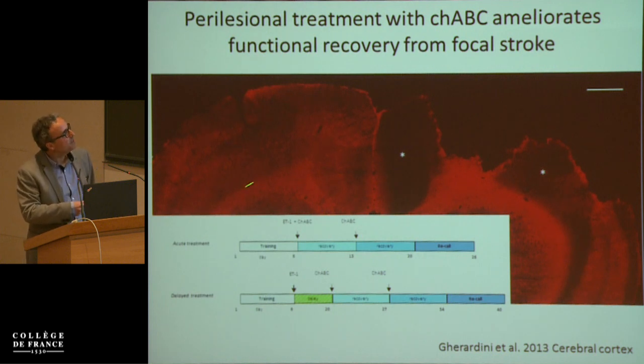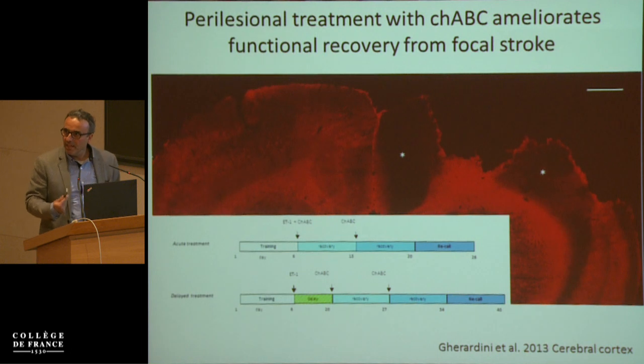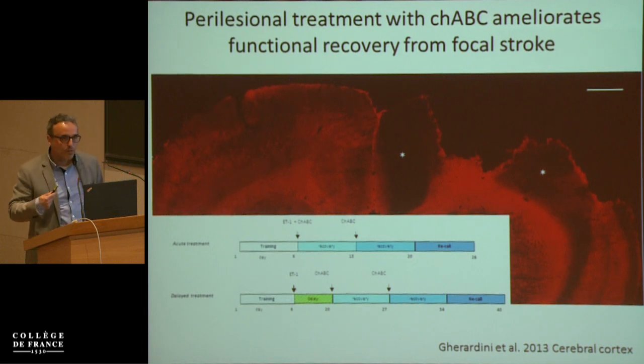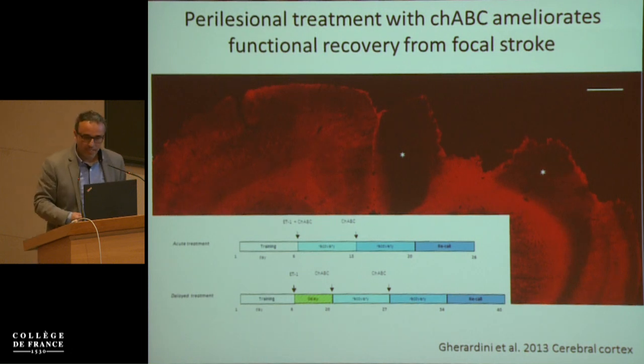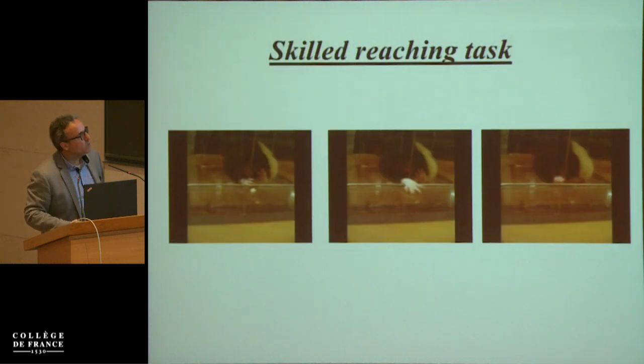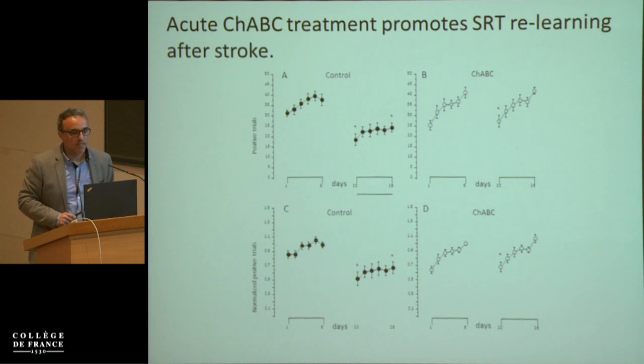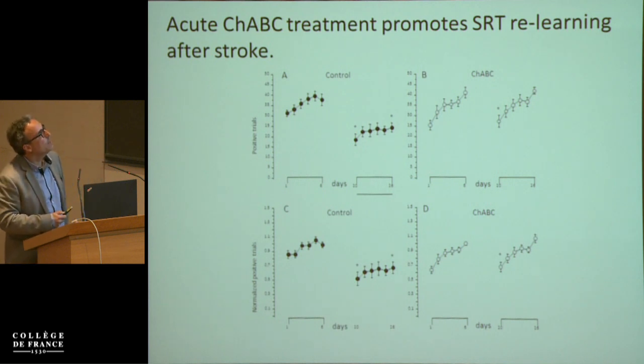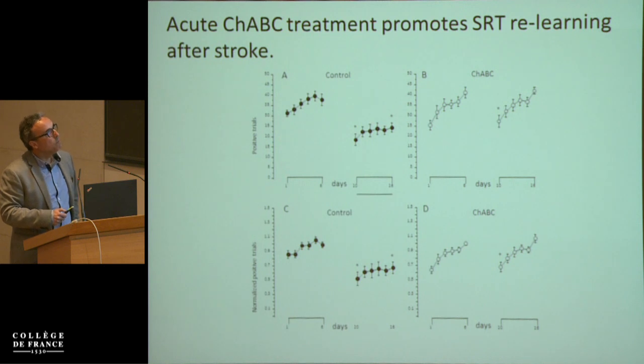So this tells that this is not background. This is real chondroitinase-sensitive staining. So what happens in this skill-reaching task to the animals that have been stroked and treated with chondroitinase? Before lesion, you can have this nice learning curve, and after lesion, these are the control animals.